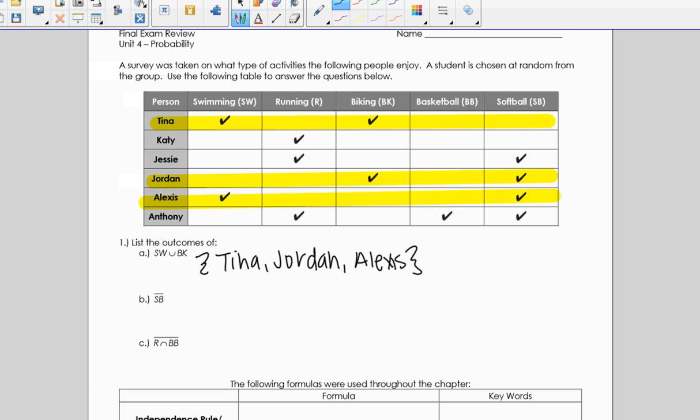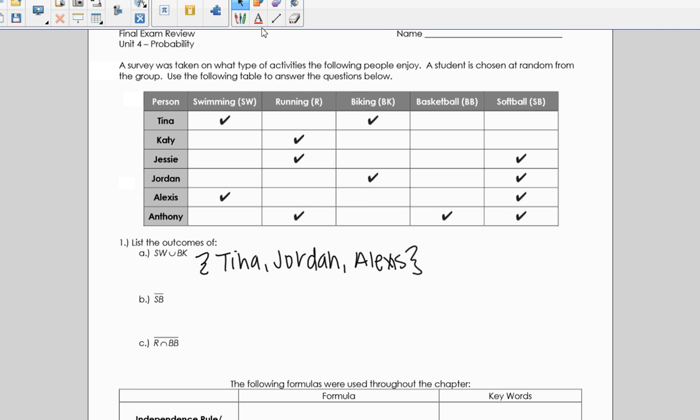and Alexis. Okay. So then, when we go back to do the next one, I'm going to get rid of these highlights from the first one. The next one says SB is for softball, but it's saying not softball. That's what the line on top. So anybody who doesn't like softball, so that's pretty easy to see without highlighting that that is Tina and Katie. Both do not like softball.